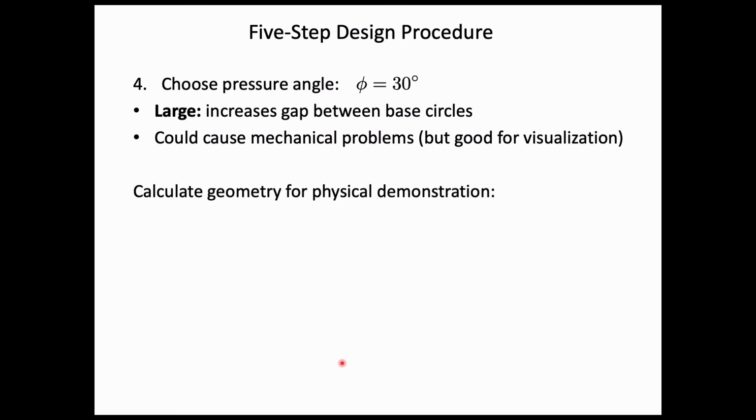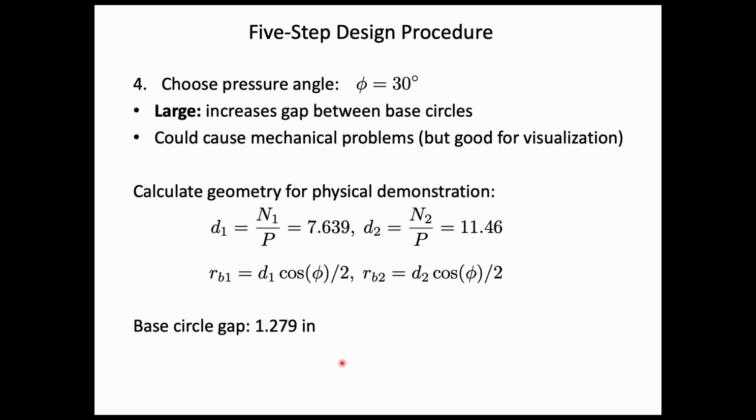Next step, calculate geometry for physical demonstration. These are some of the quantities that I needed to actually cut out the base circles and determine how to assemble everything together. So the pitch diameters are 7.639 and 11.46. So these are a reasonable size to manage physically. The base circles are smaller than the pitch circles. The base circle gap turns out to be 1.279 inches, which I hope is reasonable enough to provide a good visualization.